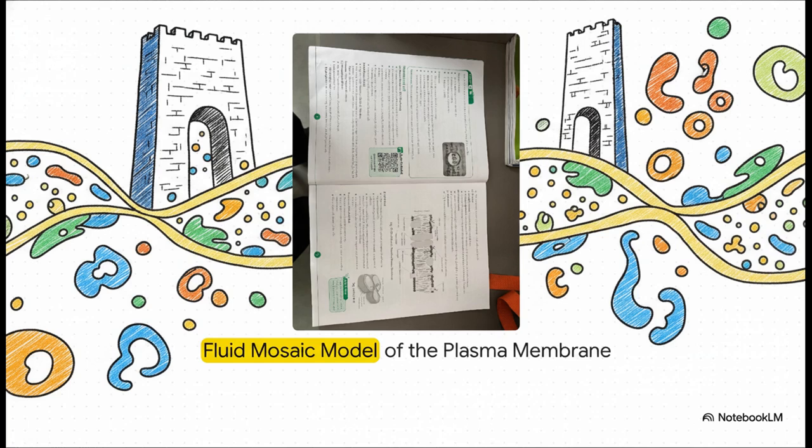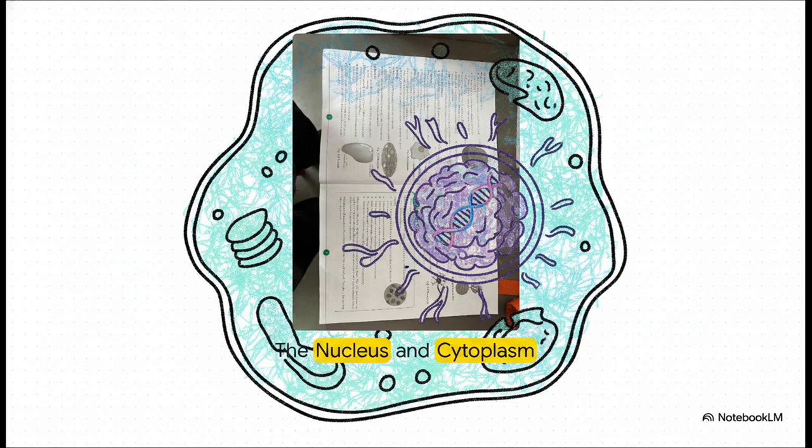According to the fluid mosaic model proposed by Singer and Nicholson, this isn't some rigid, solid wall. Not at all. It's a dynamic, flexible double layer of phospholipids, studded with proteins. It acts as a selectively permeable gatekeeper, strictly regulating exactly what enters and exits the cell to keep everything perfectly balanced.